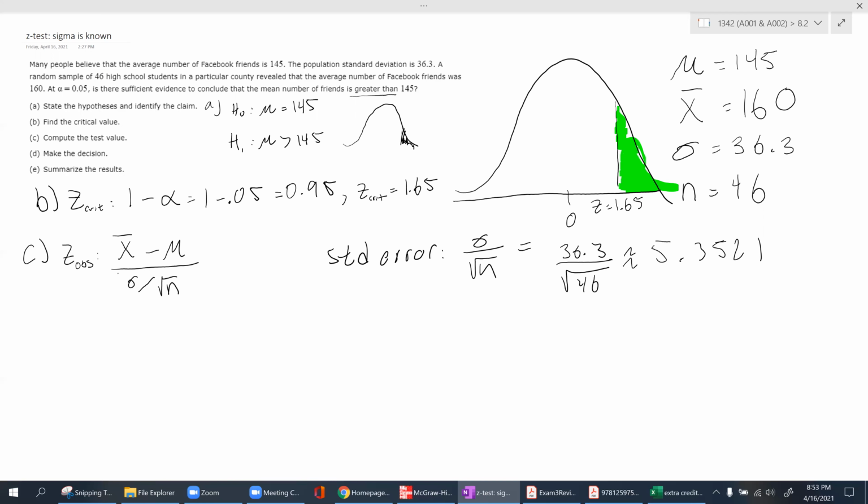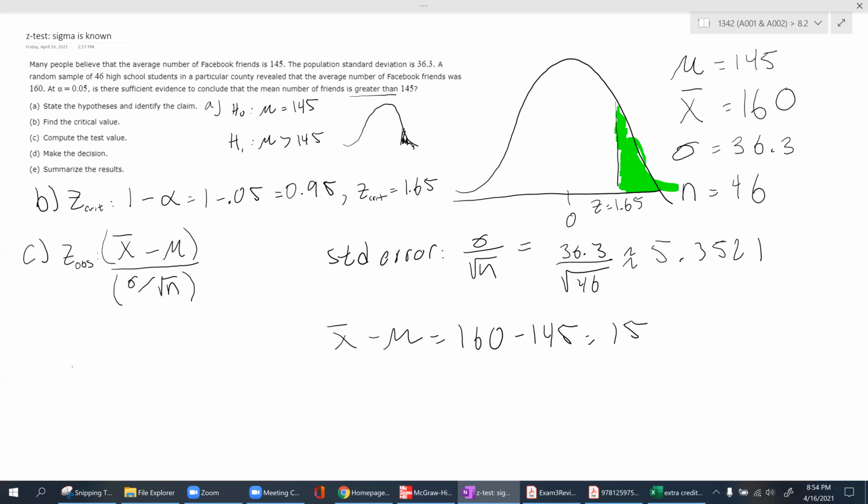If you want, you can plug everything in at once. If you're going to plug in the standard error all at once, please put the top in parentheses and the bottom in parentheses as well when you're putting it into your calculator. Parentheses play a huge part in general for our answers. The top value, x minus mu, is 160 minus 145, which gives me 15. So my answer should be approximately less than 3, close to 3, but less.